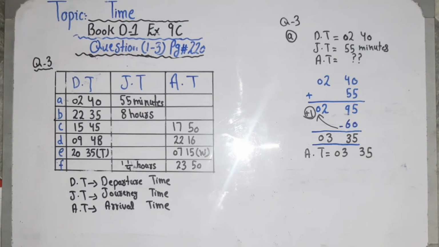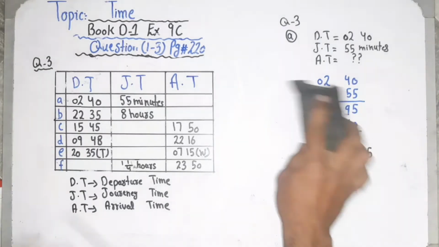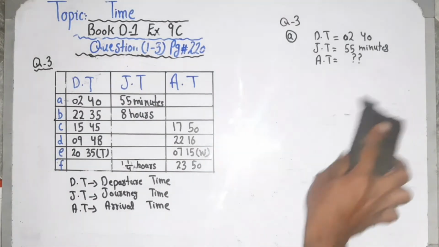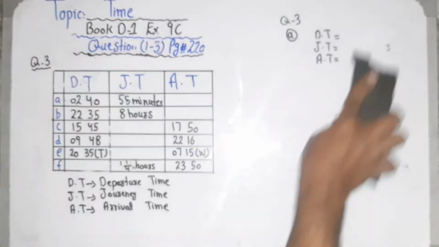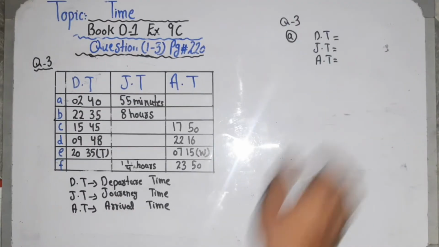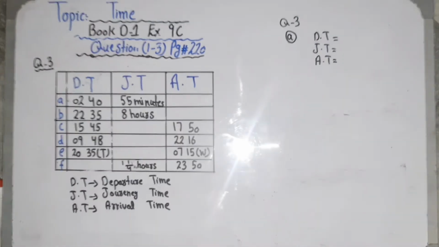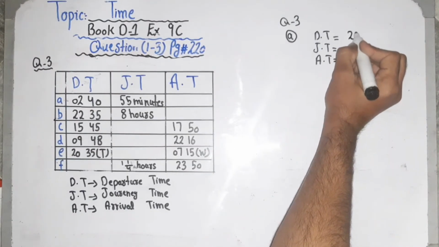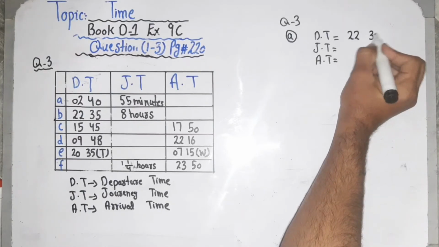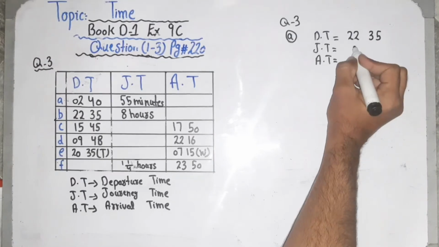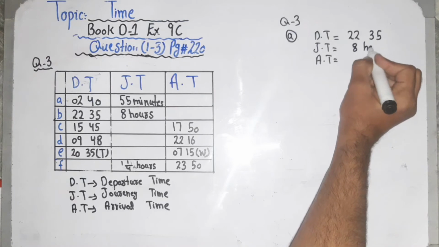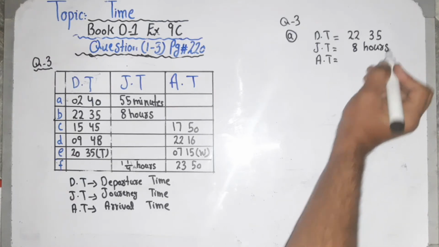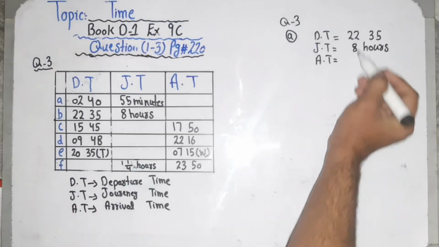So now we are going to start part B. So let me erase this. In the next question we have 20:35. The time is 20:35 and the journey time is 8 hours. As I explained earlier, whenever you have to find the arrival time, you have to add both times.